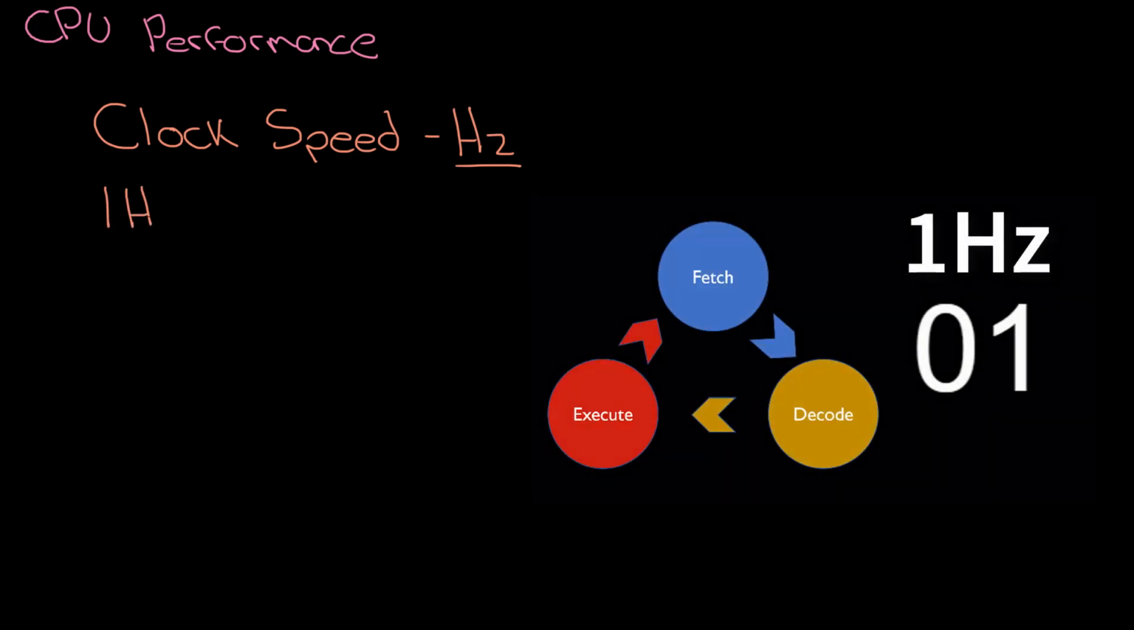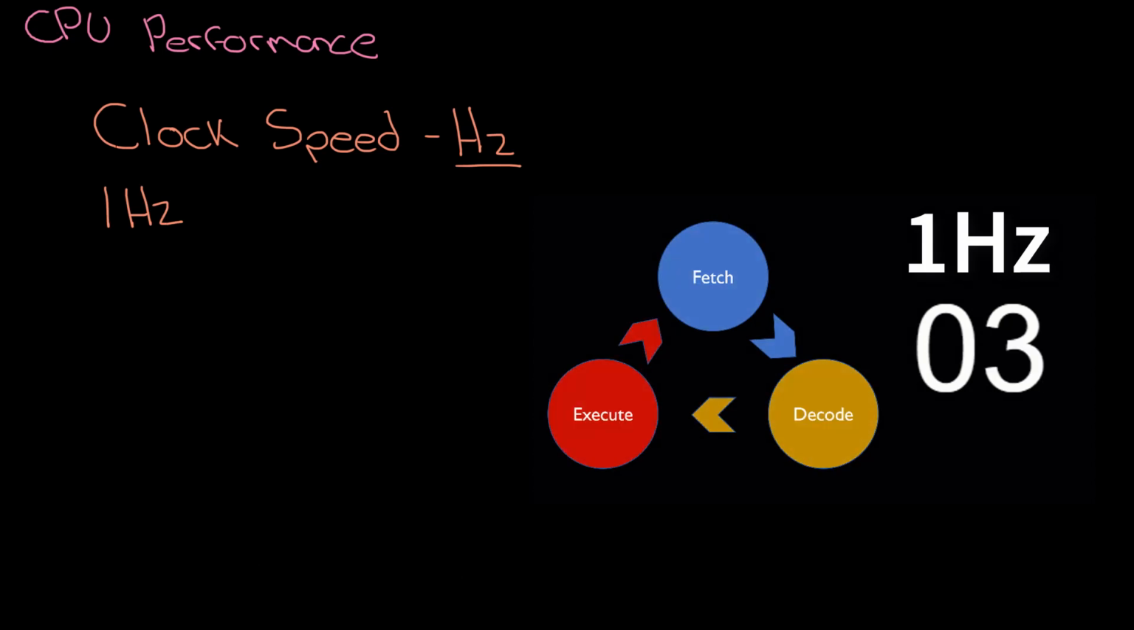The first thing that we can do is we can improve a CPU's clock speed. And when I say improve, I really sort of mean buy a new CPU which has got a faster clock speed. Now clock speed is measured in hertz, okay? It's abbreviated as Hz there, and hertz is how many fetch, decode, execute cycles you can get through in a second. So take a look at the animation on the right there.